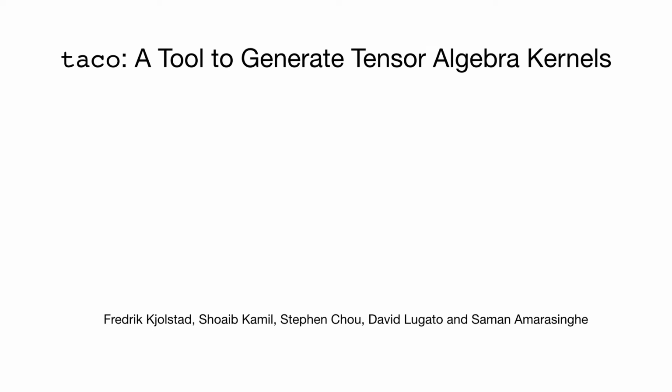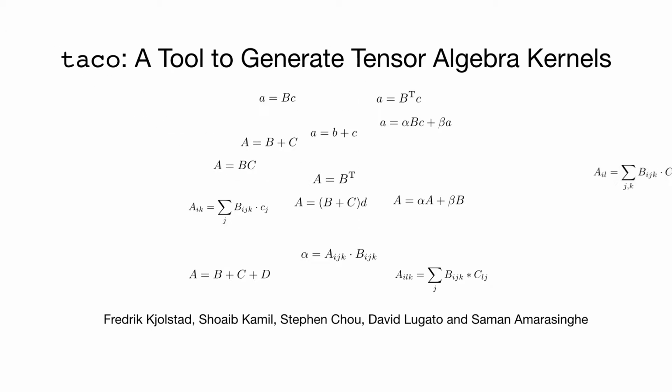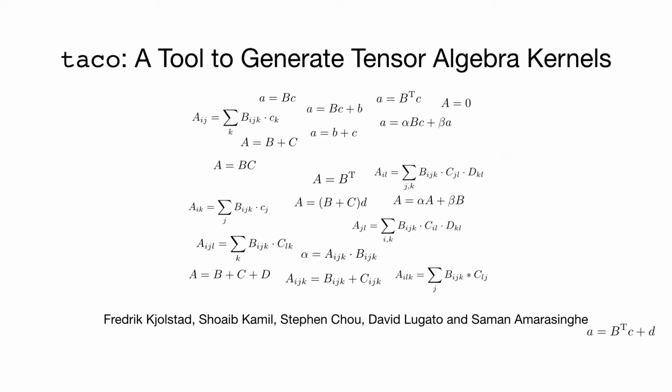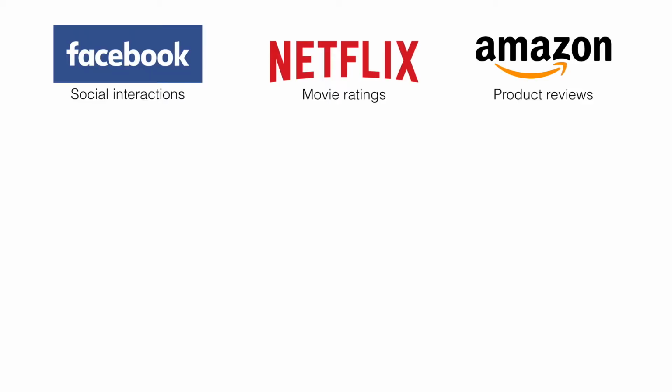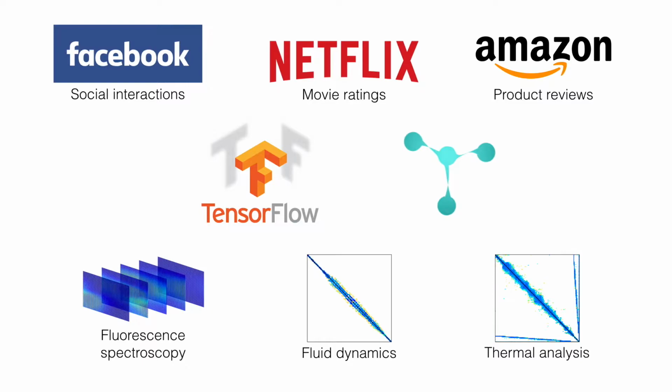In this demo, we present TACO, the first tool to generate efficient parallel code for compound tensor algebra expressions, where the tensors are stored in dense, sparse, and mixed formats. Tensor algebra generalizes linear algebra to any number of dimensions and is used in data analytics, machine learning, chemistry, and physics. Many applications in these domains deal with large and sparse datasets.